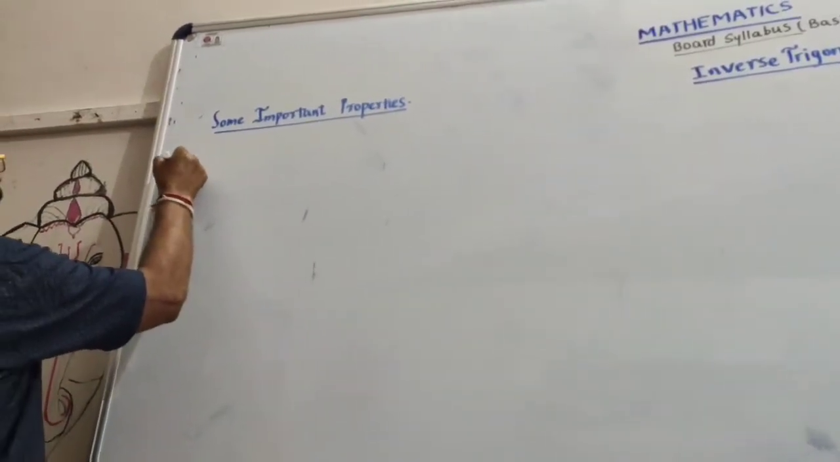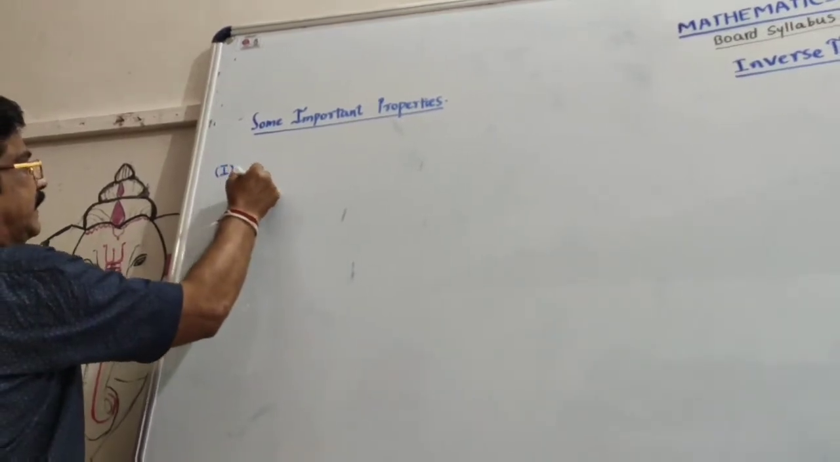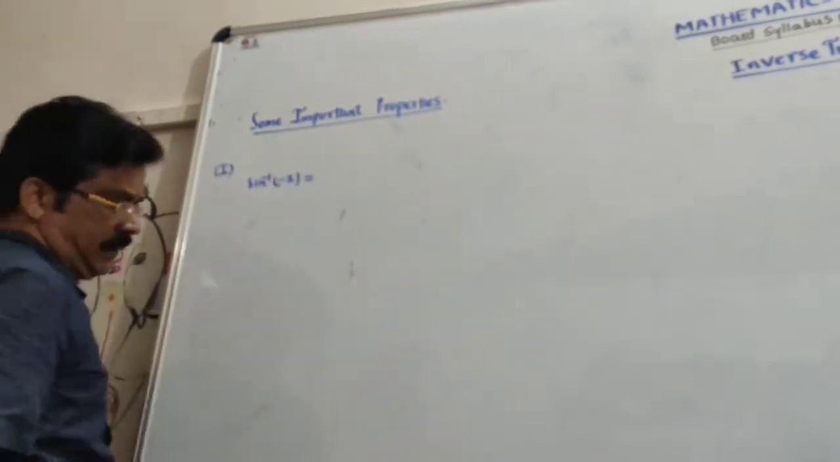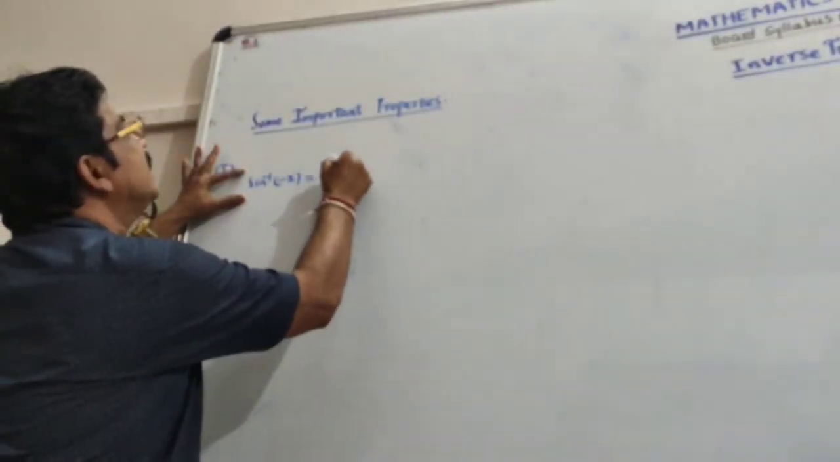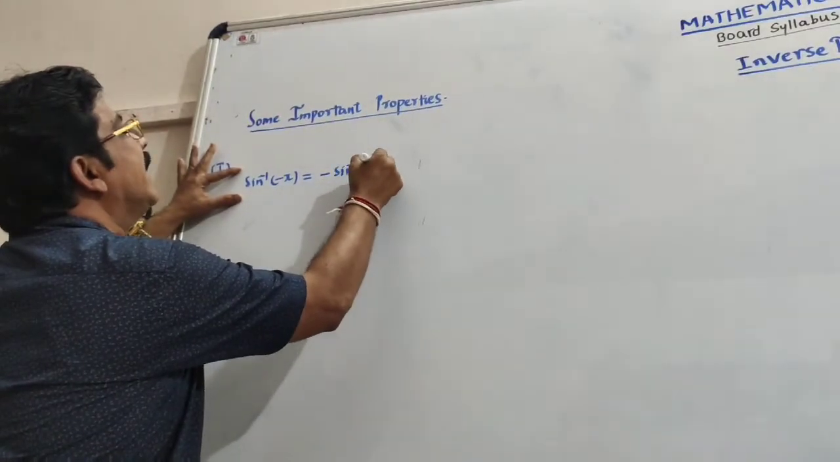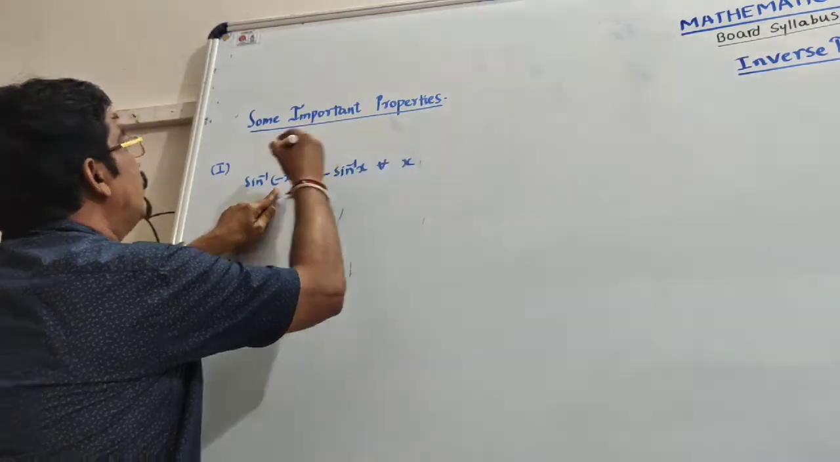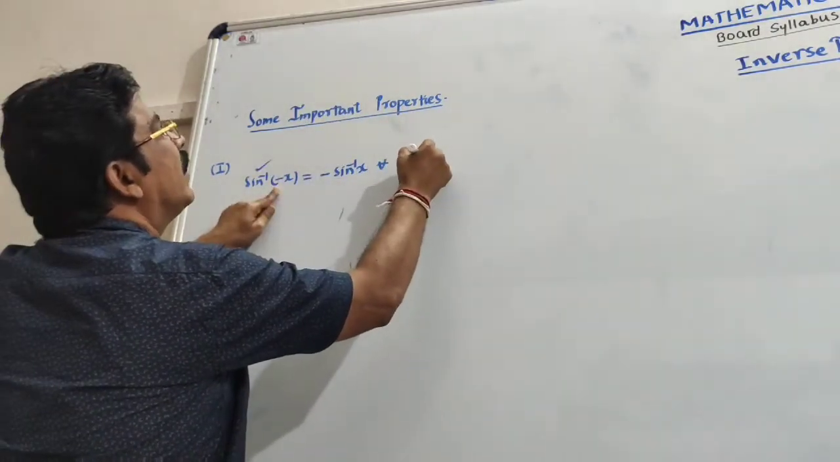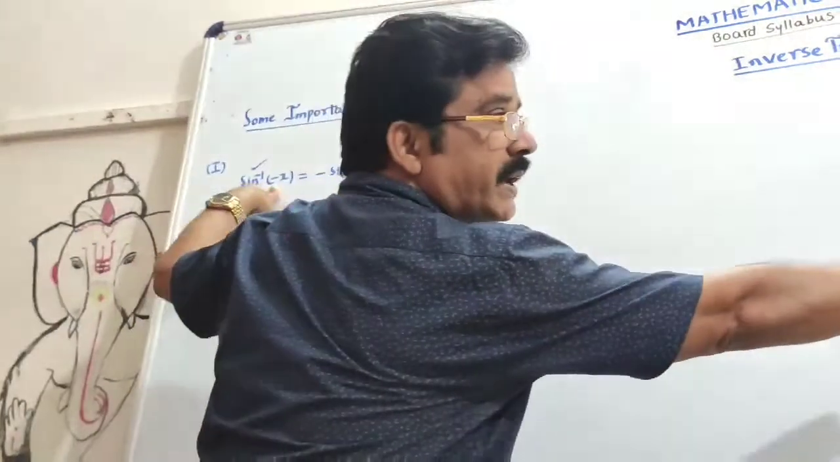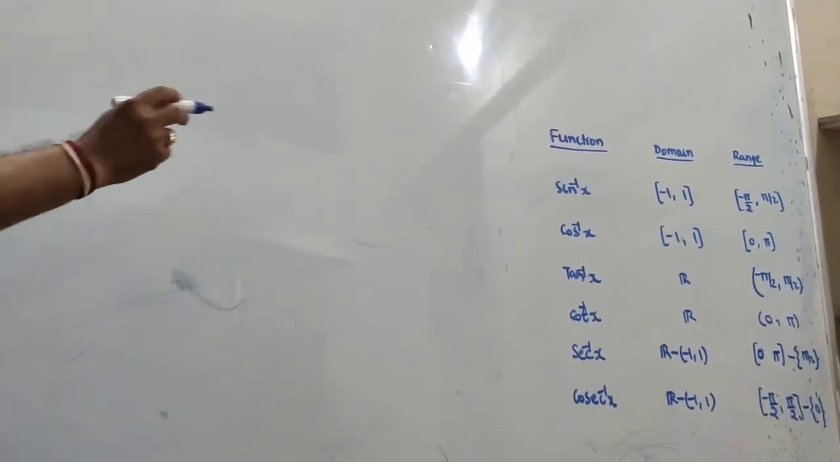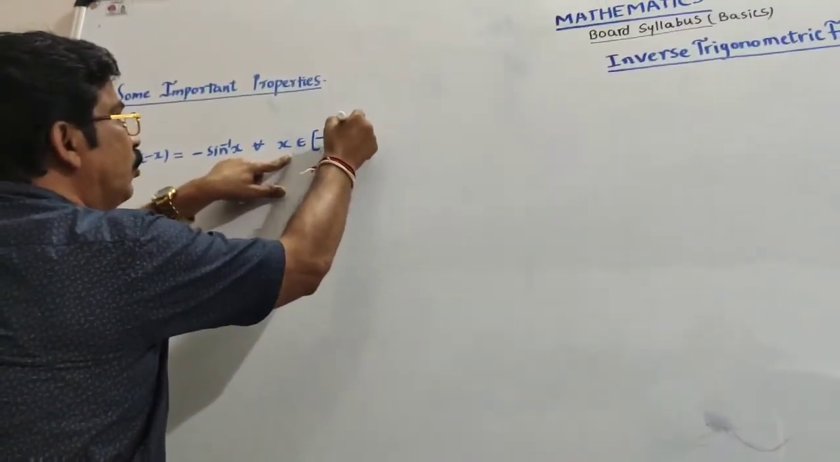Roman number 1. First, sin inverse of minus x is what? Sin inverse of minus x equals minus sin inverse x, for all x belonging to the domain of sin inverse x. What is the domain of sin inverse? The closed interval of minus 1 comma 1. Here we are writing the same closed interval of minus 1 comma 1.